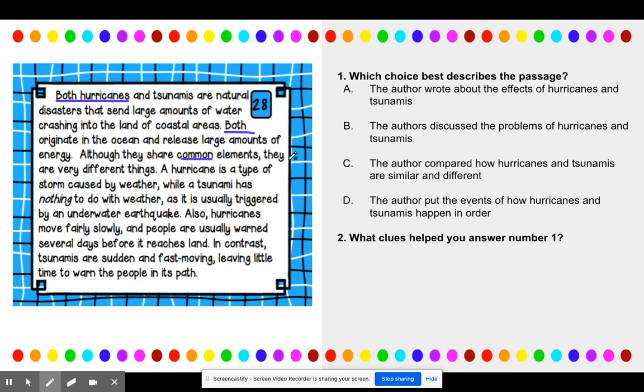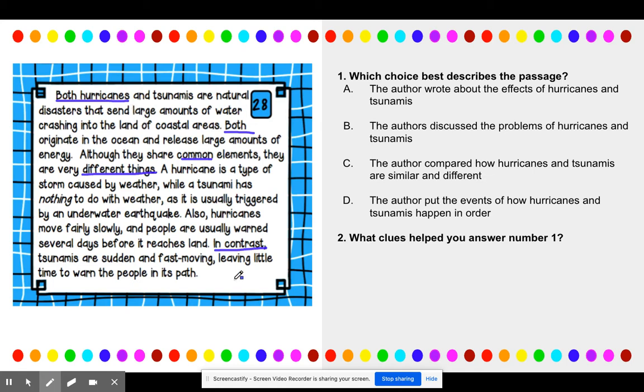It says, although they share common elements, it also says right here, they are very different things. It goes on to tell me how a hurricane is created and then how a tsunami is created. And it goes on to kind of tell me how they're created differently. And then I see this real nice signal word right here, this pretty little one that says in contrast.